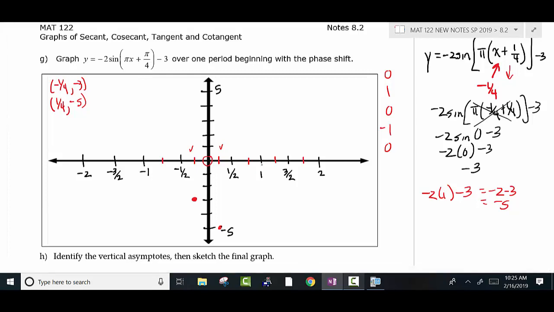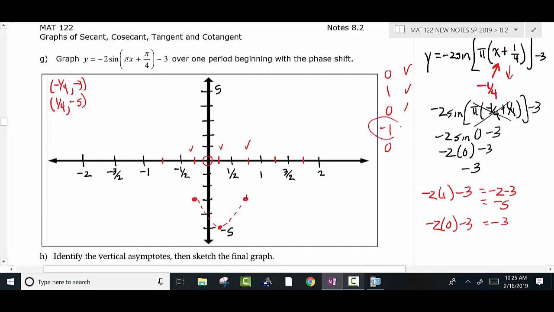The third key point is here. So again, what you're used to on the sine is a y value of 0, then the max, then back to 0. So if you go back here, you're just going to do negative 2 times 0 minus 3 again, so that's negative 3. So the point here, that third point, is there. So as we put this together, your graph would be going like that.